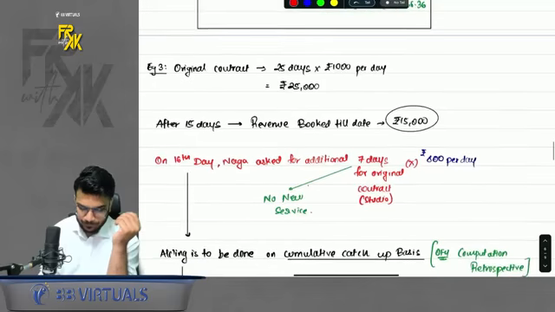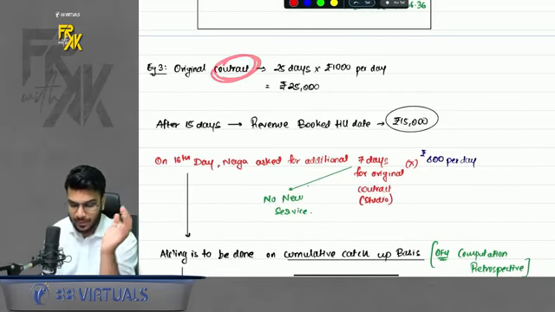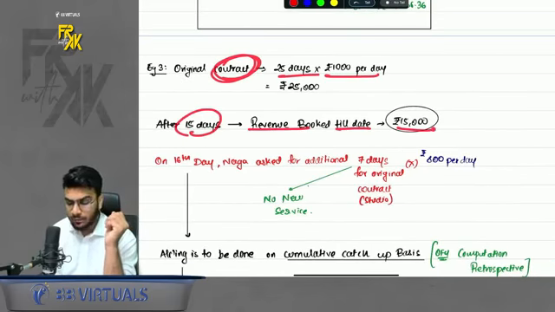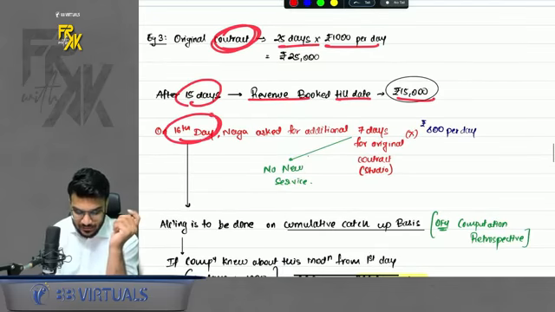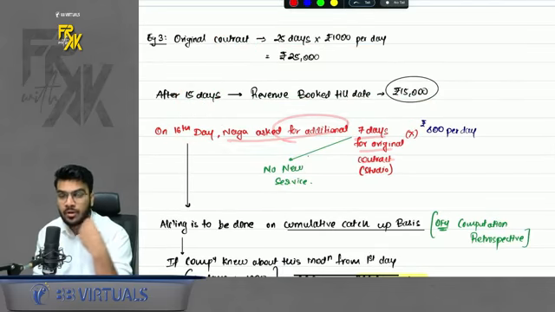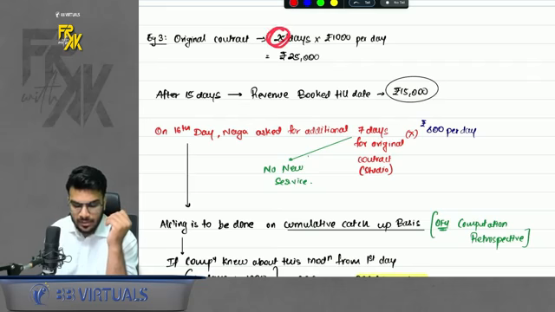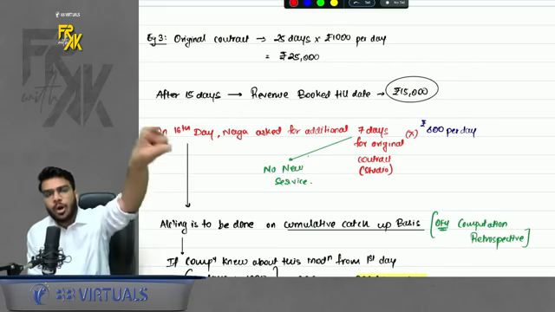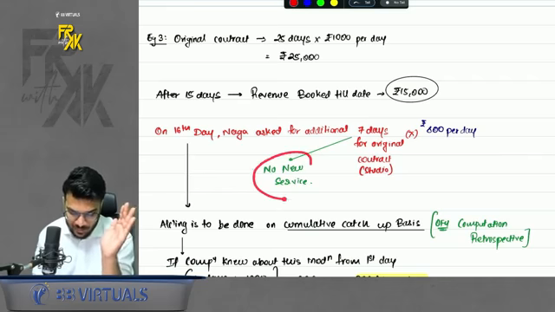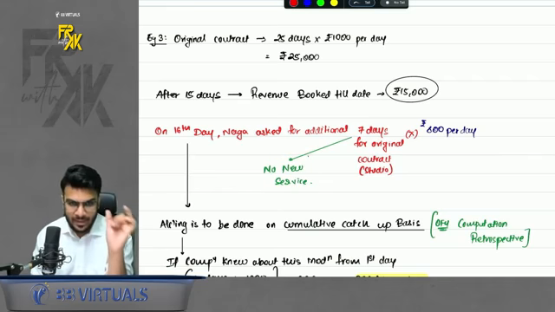Third case. Original contract was studio painting, 25 days, 1000 rupees per day. After 15 days, revenue booked till date was 15,000 rupees. On the 16th day, Naga asked for an additional 7 days in the original contract only. So Naga was like, sir, instead of 25 days, I will require 7 more days. So in the original contract only, he is increasing the number of days. So here no new service is being added. Only we are increasing the days in the existing service.